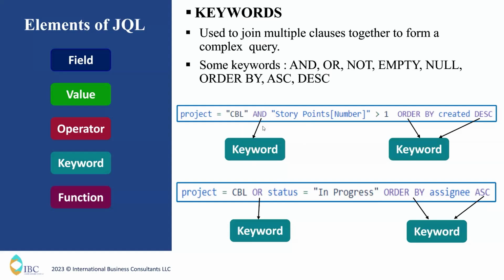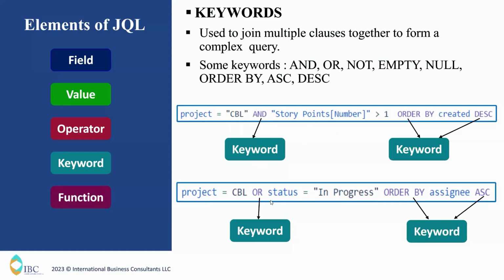Okay, we all know the meaning of the AND and OR operators in JQL, but I will give a short explanation. AND is used to fetch the intersection of both the clauses. So how does it work? The project should definitely be CBL, and from that CBL project, the story point should be higher than 1. This is how the AND operator works.